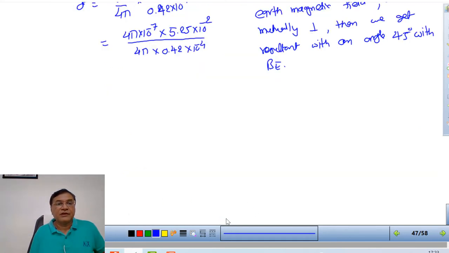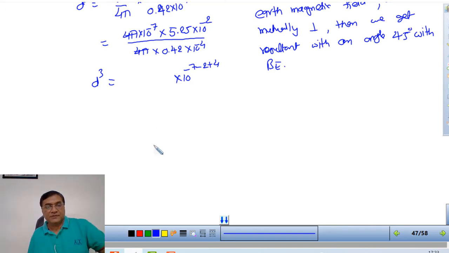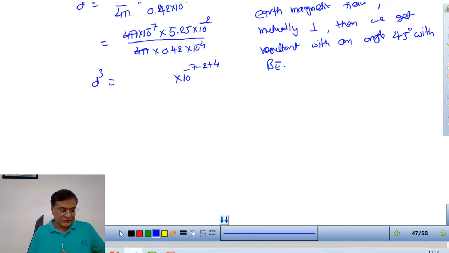So I have to simplify this. So the 4 pi cancels out. This is 10 raised to minus 7 minus 2 plus 4. This divided by this. What we get, I write it down. It comes out to be 12.5.